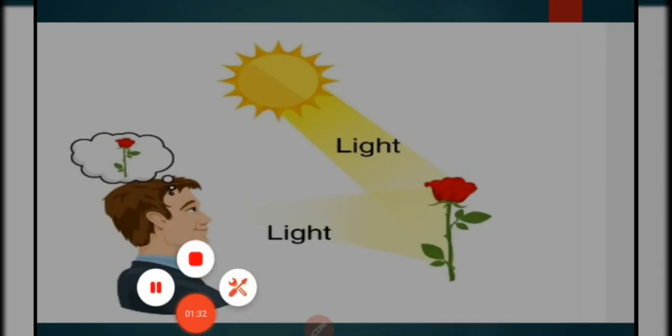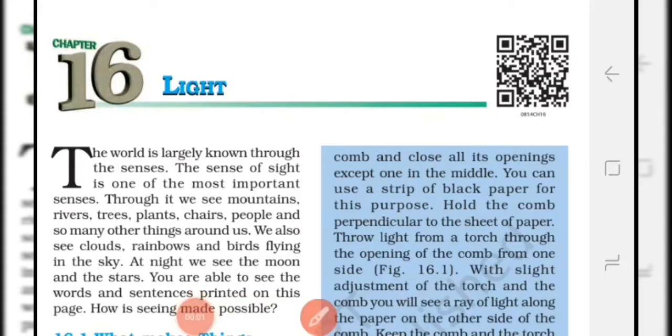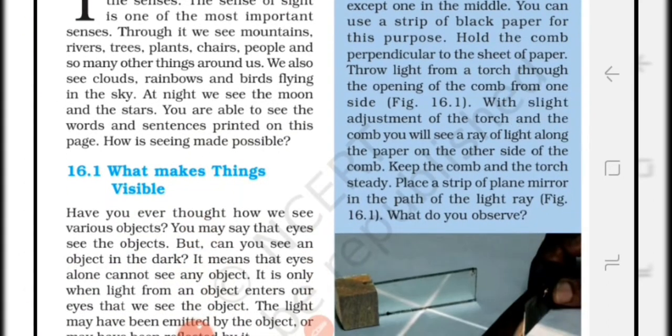Okay students. So dear students, let us learn more about light from the chapter. Students, you know that light is a form of energy and it is required to see things around us because we generally detect light with our eyes. We know that the sense of sight is one of the most important senses through which we can see trees, plants, rivers, mountains, people and so many things around us. Here the question arises: how is seeing made possible and what makes things visible?